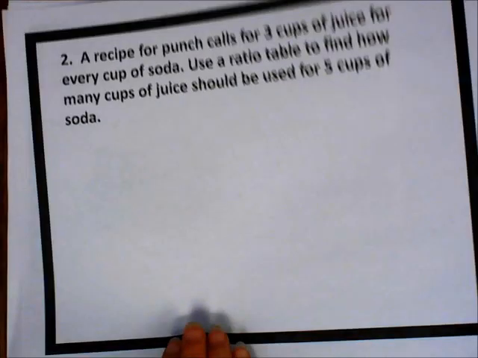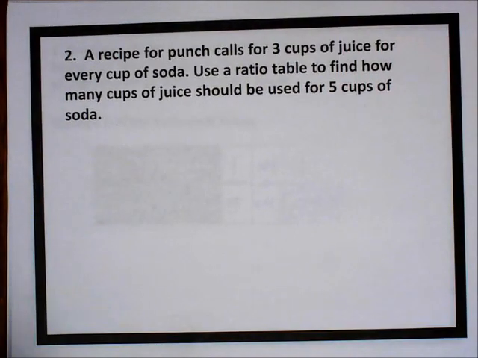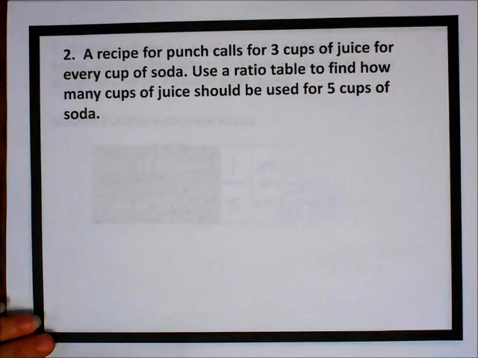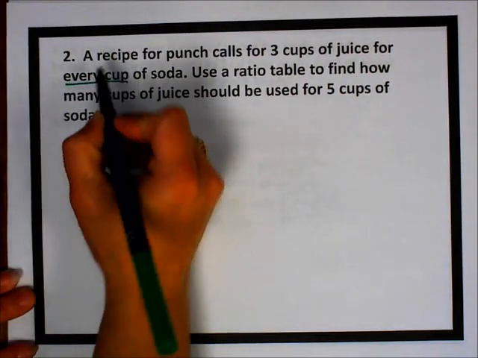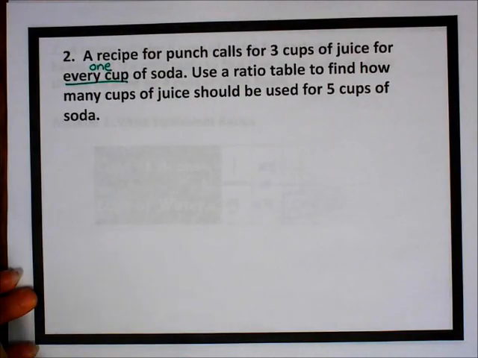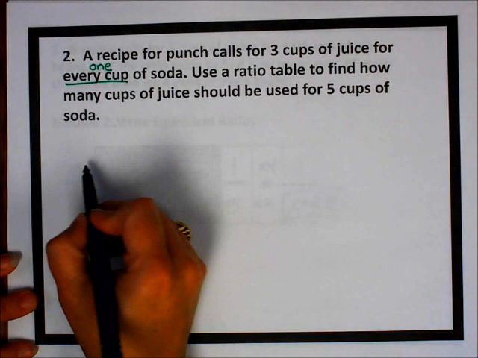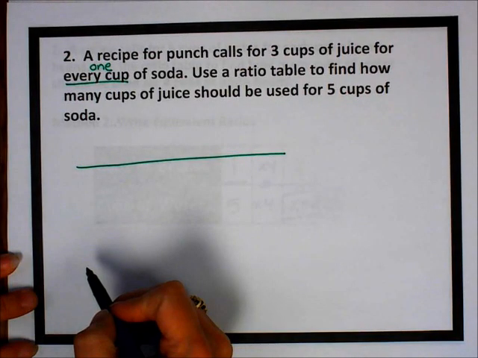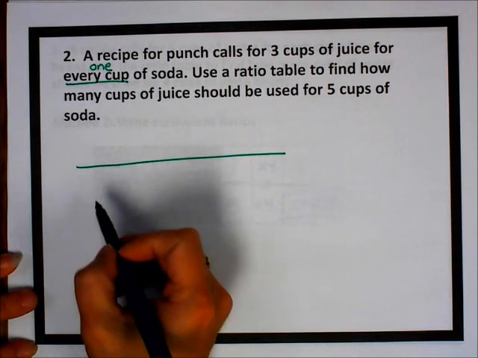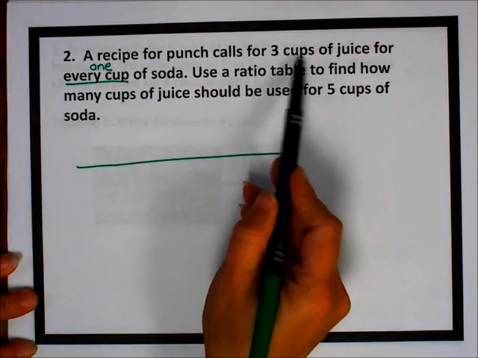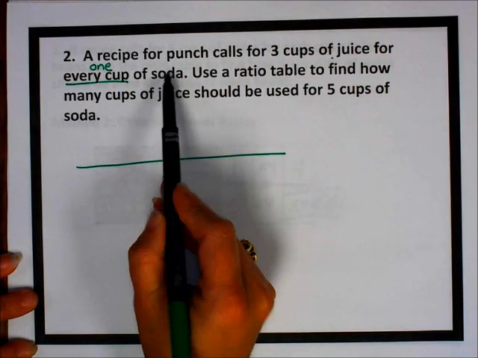Number 2. A recipe for punch calls for 3 cups of juice for every cup of soda. Remember, every cup means 1 cup. Use a ratio table to find how many cups of juice should be used for 5 cups of soda. So first we're going to draw a ratio table, and we need to label. We're comparing cups of juice and cups of soda.